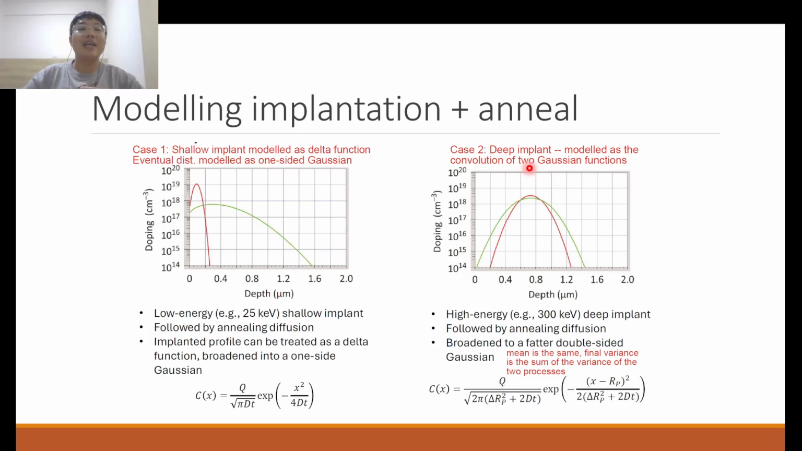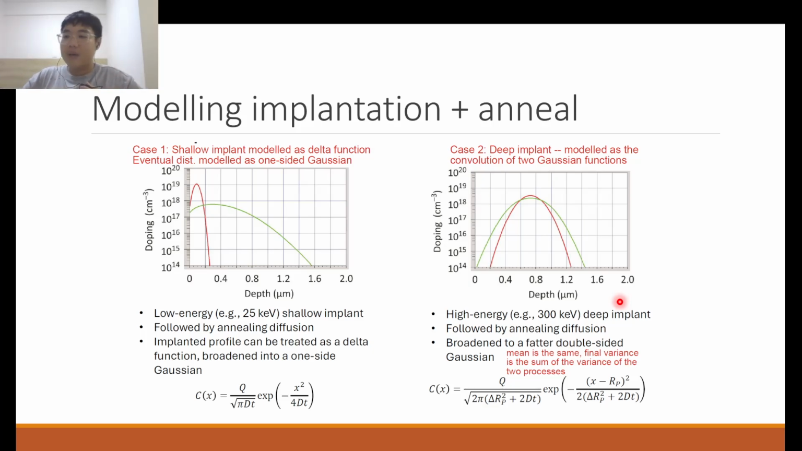So how about the second case where we have a deep implant? Here x is nowhere near the interface, and at the same time there's a broad distribution after ion implantation. So we cannot approximate a delta function anymore, because one of the assumptions, a very narrow distribution, doesn't hold here. It's a broad distribution. So we need to effectively take a Gaussian function and then diffuse it.